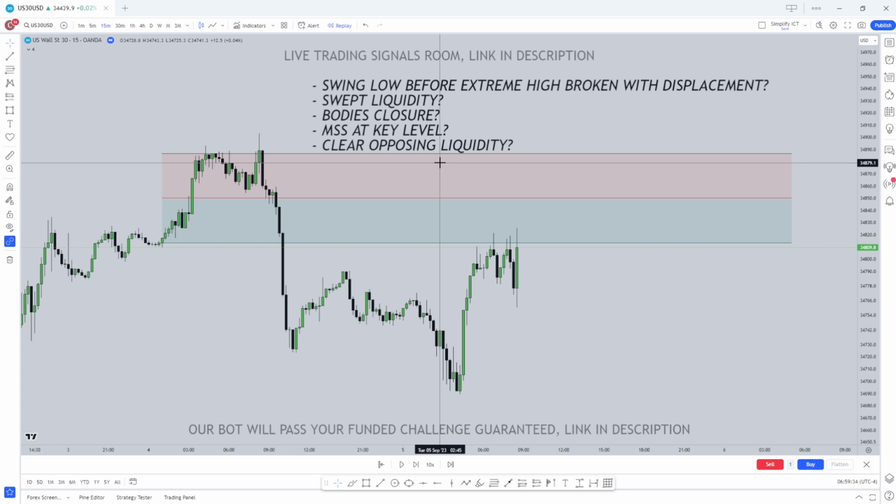And I'm going to go over exactly what you look for on the lower time frame, because a lot of people are struggling with what entry techniques to use on the lower time frame, because as you know, there are so many different concepts you can use, so I'm going to completely simplify it down.